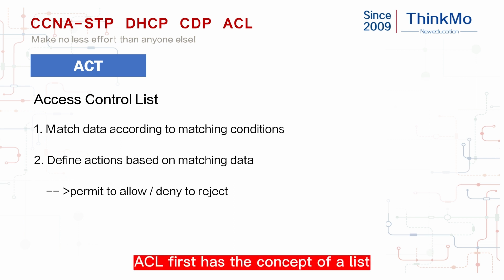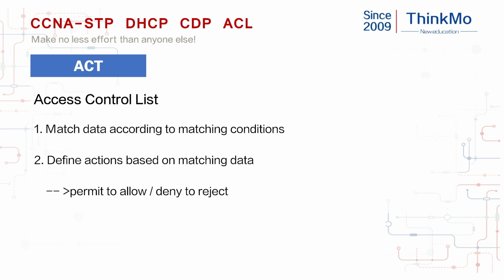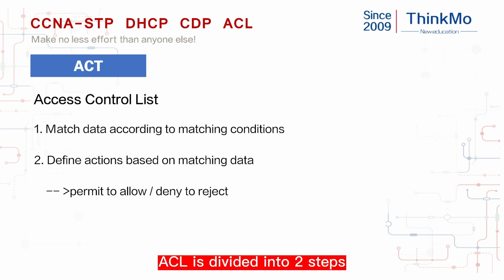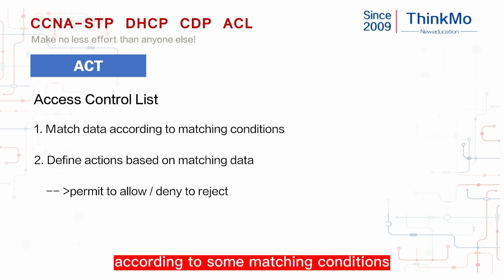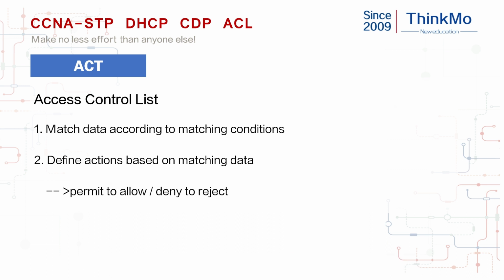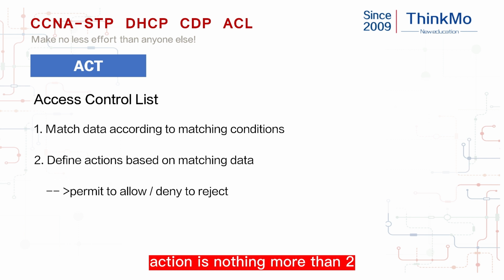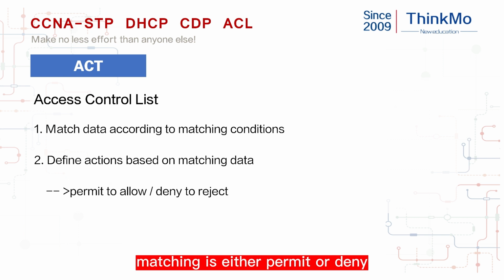ACL first has the concept of a list. You can understand this list as a list of arrests. If something meets the conditions of the list, it will be captured. ACL is divided into two steps. The first step is that we need to match the data according to some matching conditions. Then we define actions for the matched data. Action is nothing more than two: one is called permit, the other is called deny. That is, for matched data it is either permit or deny.